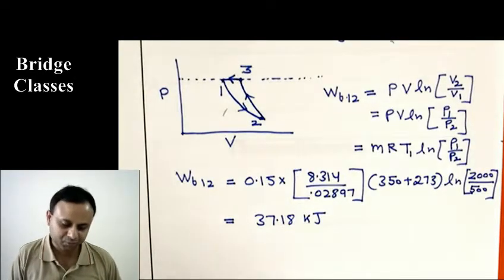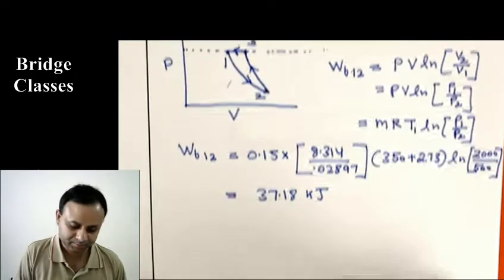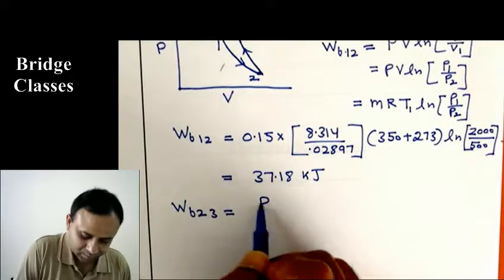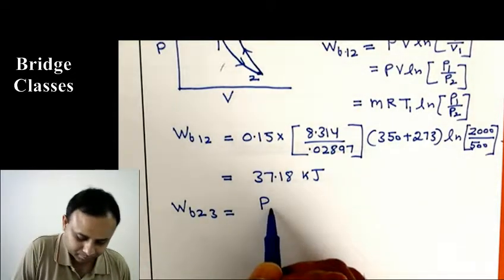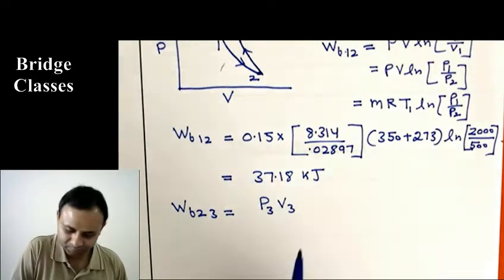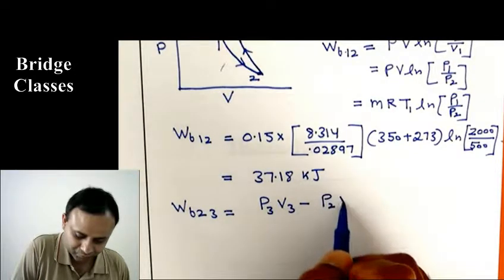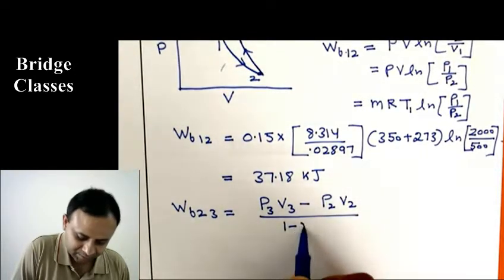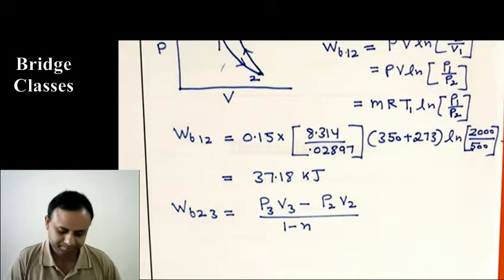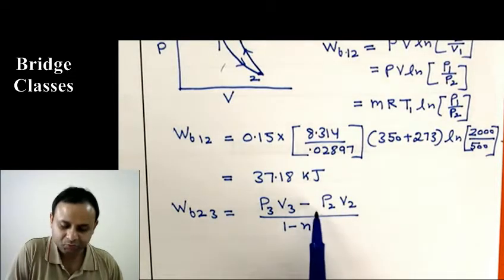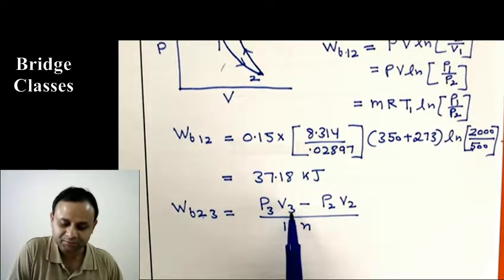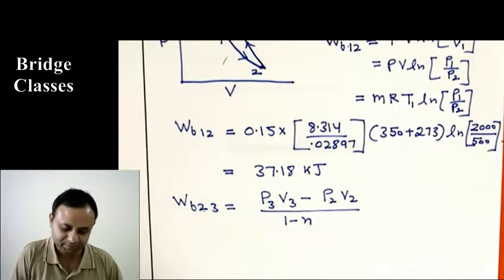Okay. Then work from 2 to 3. 2 to 3 is polytropic. And for a polytropic process, boundary work is P3 V3. Let me see. I don't want to use the wrong formula. Minus P2 V2 over 1 minus n. Okay, don't say P2 V2 minus P1 V1, because the process is from 2 to 3. So it will be P3 V3 minus P2 V2 over 1 minus n.